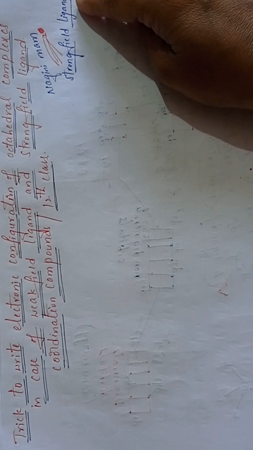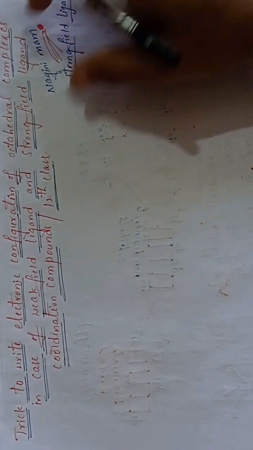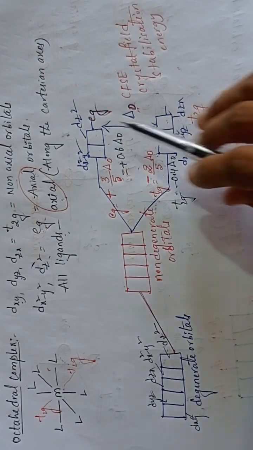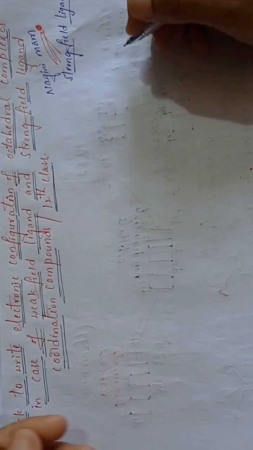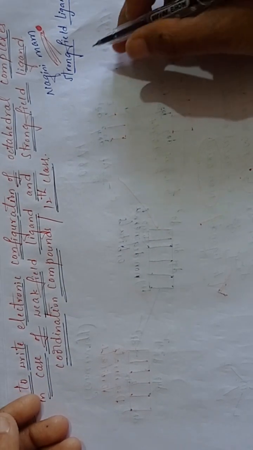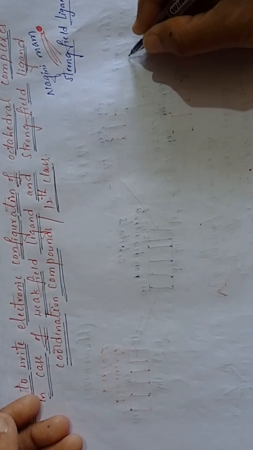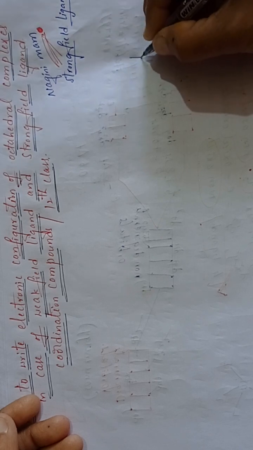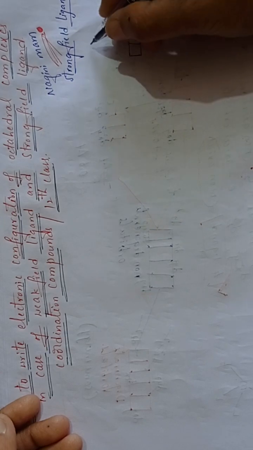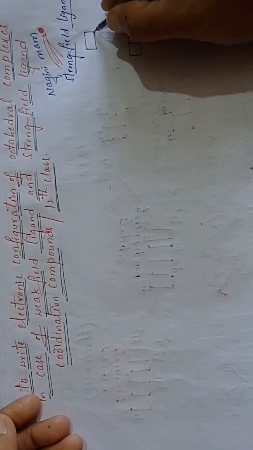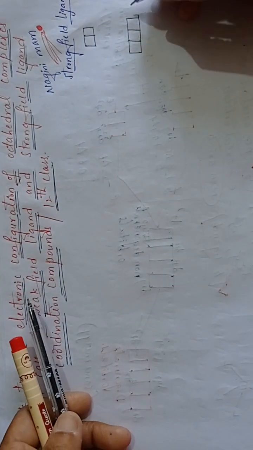Now see here, I'm taking the strong field ligand. What is the splitting? Down T2G, up EG, correct or not? Here T2G has 3 orbitals, EG has 2 orbitals. That orbitals I'm going to take here. This is T2G, since it is a strong field ligand. This is EG. This is T2G.